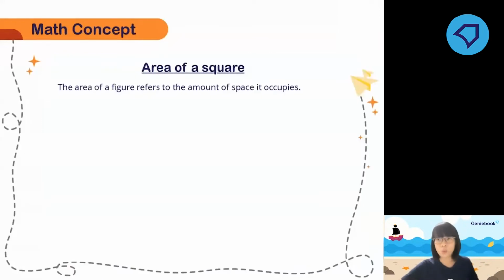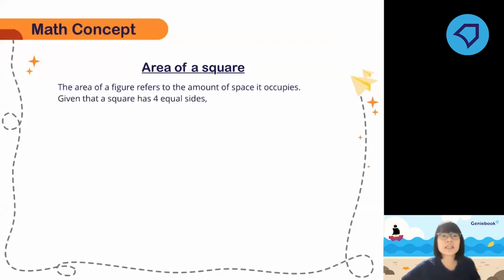Area of square. Of course, there will definitely be bubble questions for you guys. Like I mentioned in the very first lesson, which is 2 weeks ago, area of a figure refers to the amount of space it occupies. Perimeter of the figure refers to the outline of the figure. Area of the figure refers to everything inside the outline.